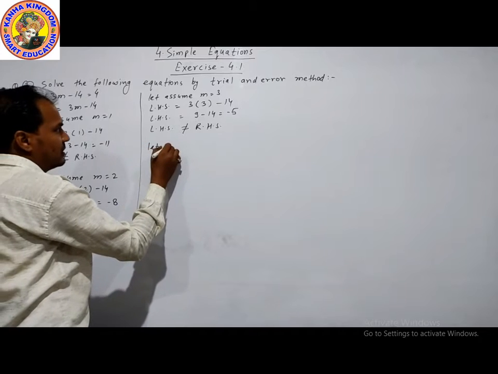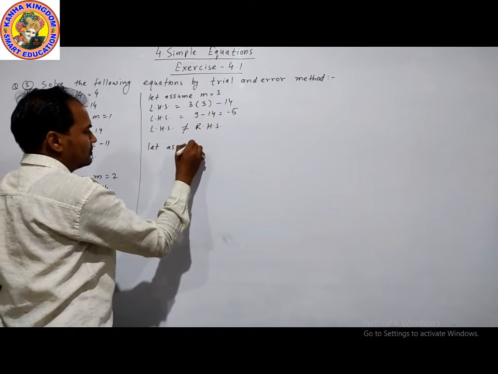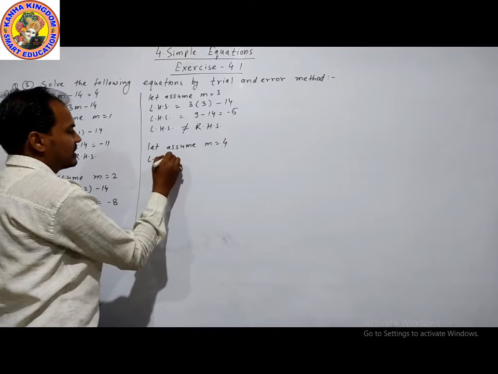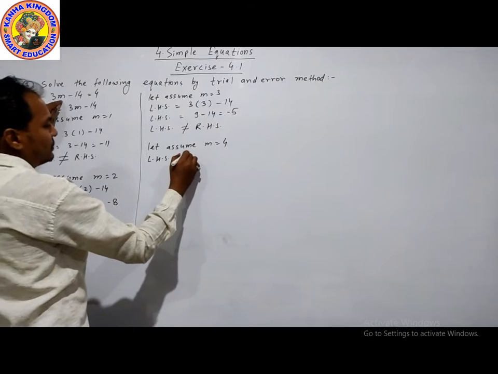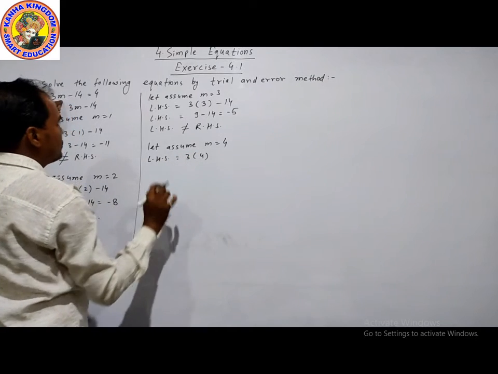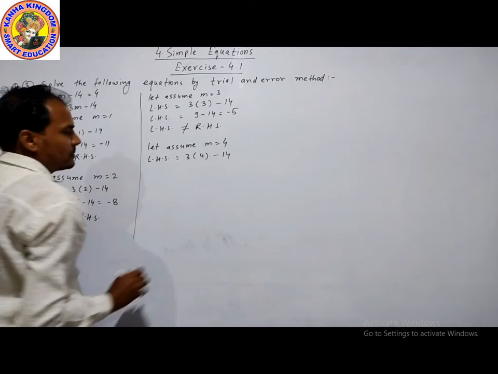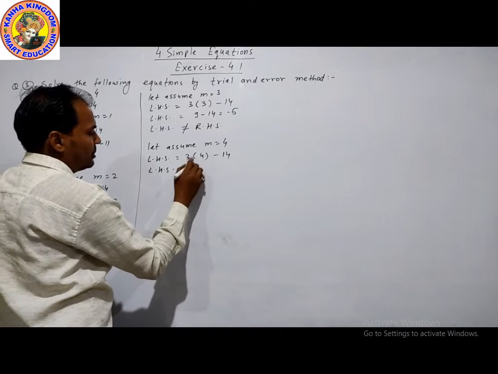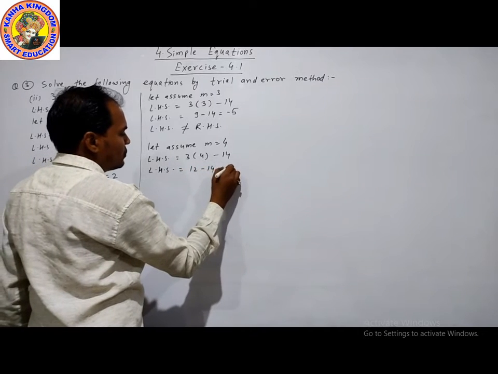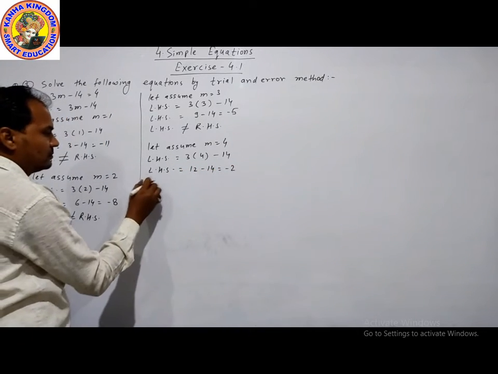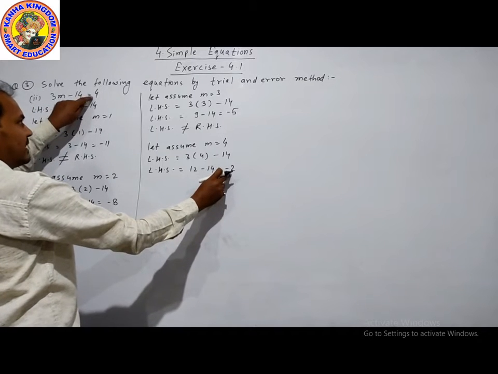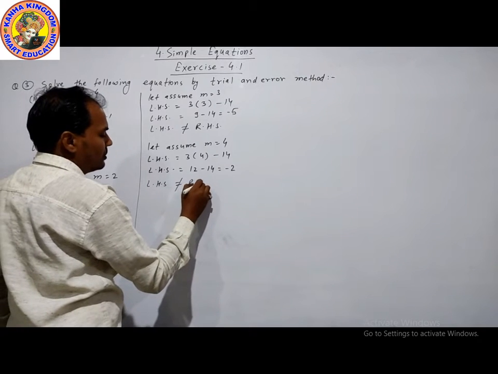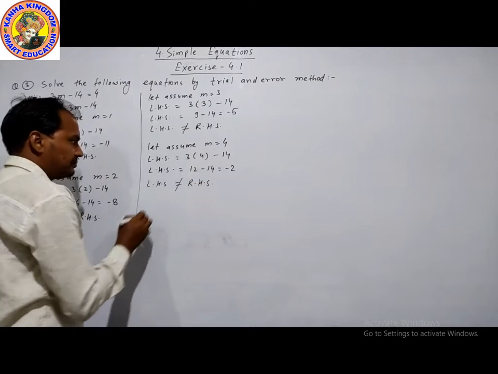Now the next value, let us assume m is equal to 4. In the left hand side, 3m minus 14. The value of m is 4. Left hand side is equal to 3 into 4, 12 minus 14. Answer is minus 2. Left hand side is minus 2, right hand side is 4. So both are not equal. Left hand side is not equal to right hand side.